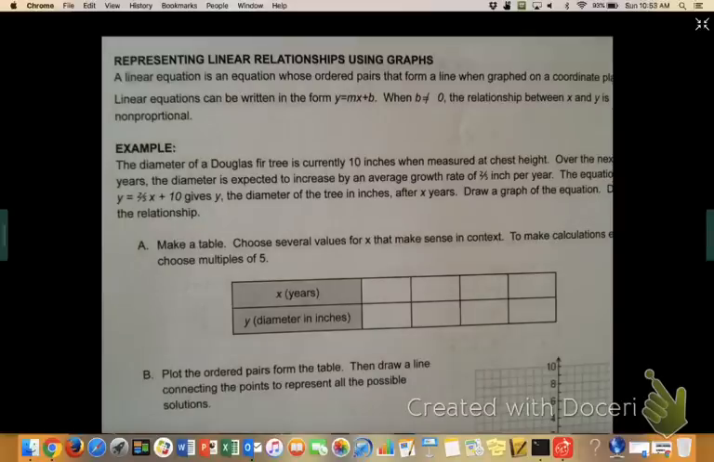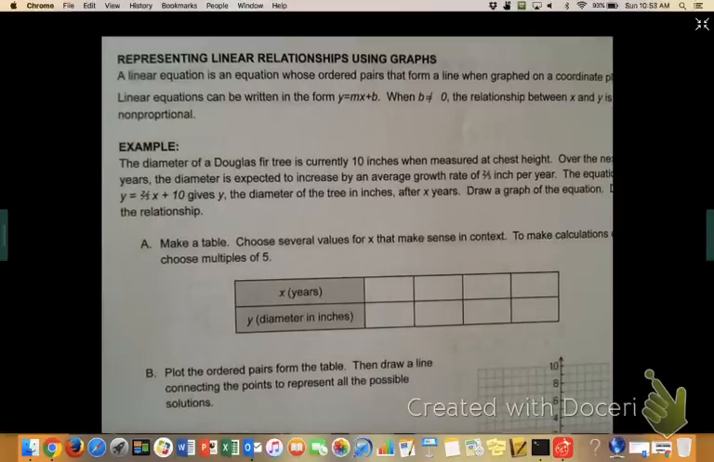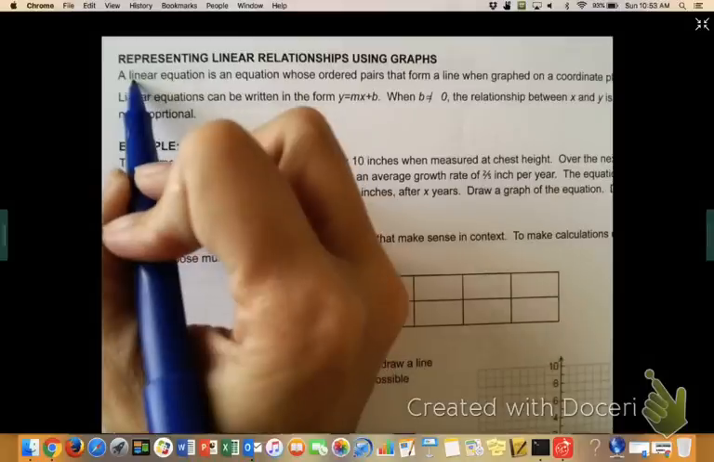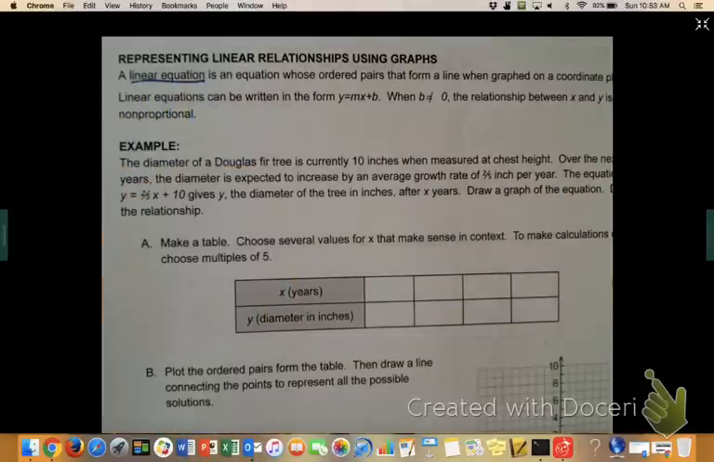Okay, on the next page of your notes, we are looking at representing linear relationships using graphs. A linear equation is an equation whose ordered pairs form a line when graphed on a coordinate plane. Linear equations can be written in the form y equals mx plus b.